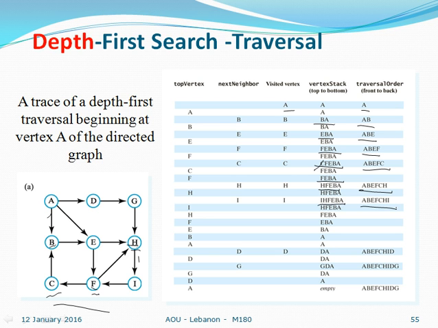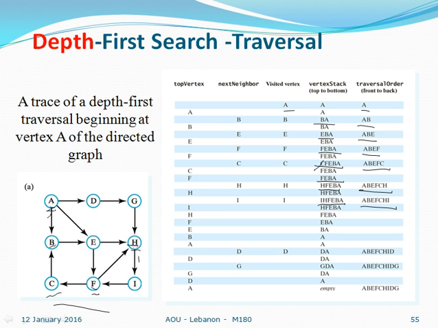From I there is F. F is already visited. Go back to H. There is no more vertex to visit from H. From H then go back to E. From E you have visited F and H. Then go back to B, from where you have come. From B there are no more neighbors to go. Then go back to A.